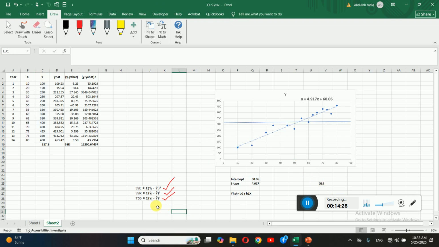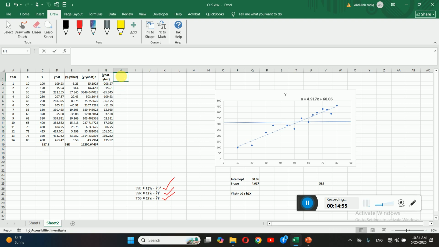Okay, next, if you just try to find out what is sum of square regression, and for that, what you should do, from the y hat, you should subtract the y bar. Okay, simply we have y hat minus y bar. Simply, so equal sign, from the y hat, you should minus the y bar. This is the y bar. So very much simply, and then you should square it.